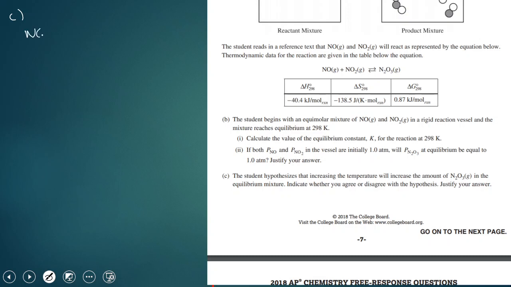So I'm going to say NO plus NO2 will form N2O3 plus 40.4 kilojoules. Okay, so this is just another way of writing a thermodynamic reaction by including the energy term as part of the actual reaction. And so in this case, it might be a little bit easier to visualize Le Chatelier.